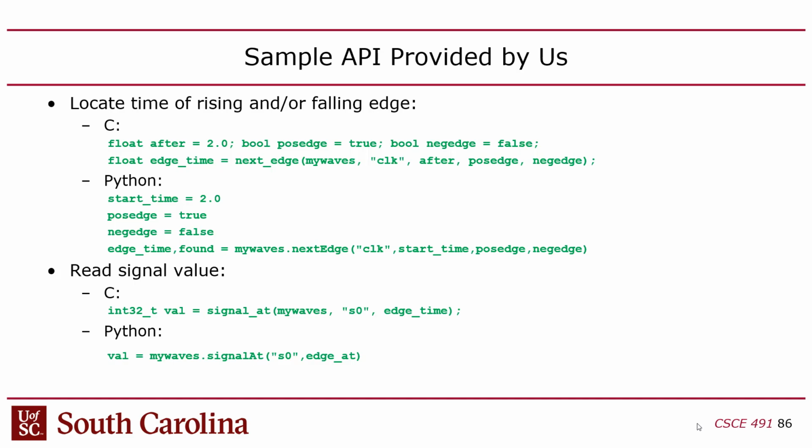So once you know a time, then you can read the signal at a time by just saying signalAt, signal name, time. Okay? So what are you using this for? Well, obviously, nextEdge is used for the clock, but then once you find that time of the clock edge, you use signalAt with that time, but on another signal like MISO or MOSI. Does that make sense? So that's basically it. That's all you have to worry about there. So we show the C and the Python version.